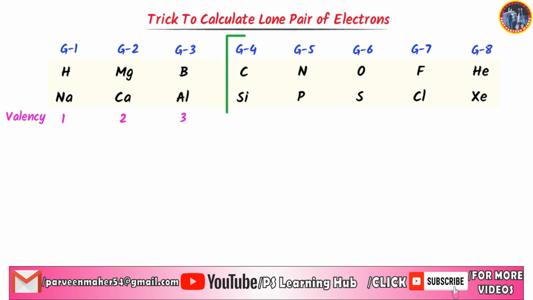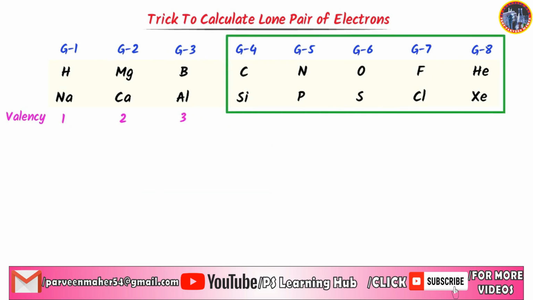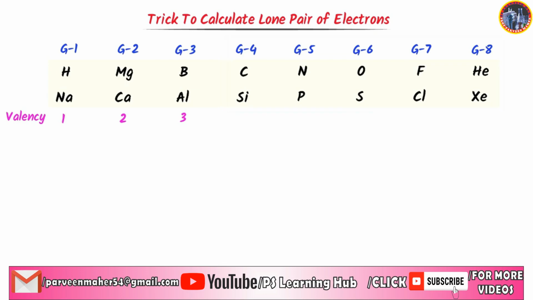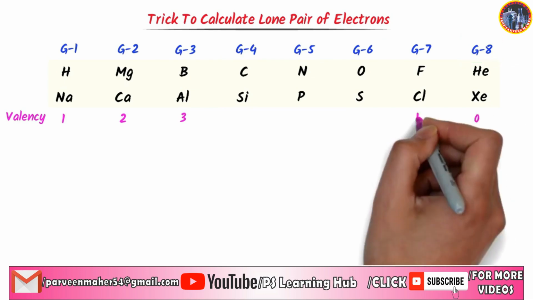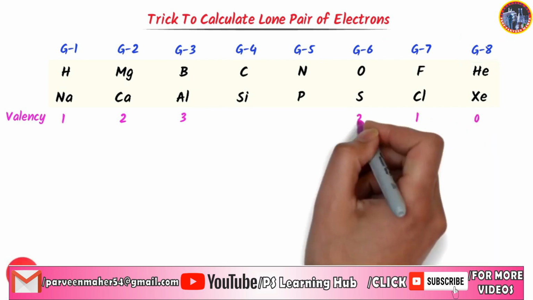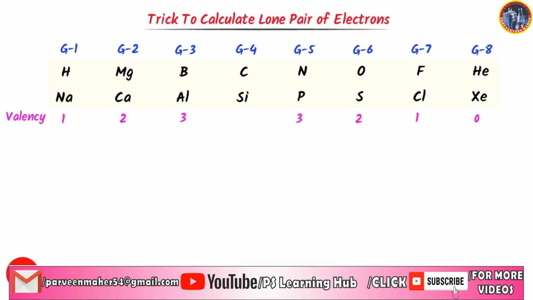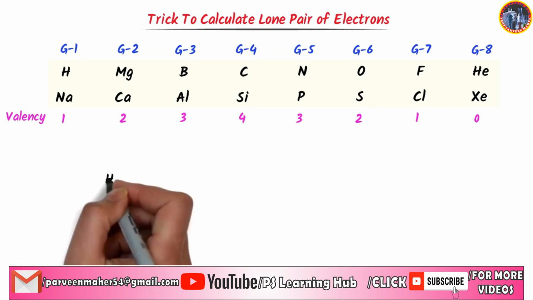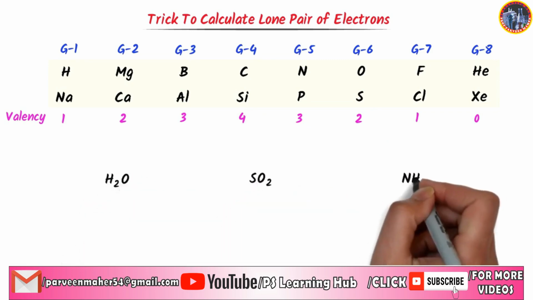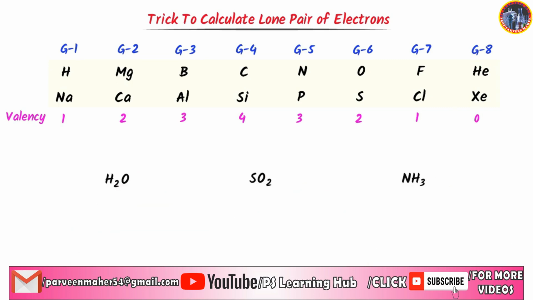On the other hand, group 4, group 5, group 6, group 7, group 8 elements are non-metals. I subtract their group number from 8. For example, 8 minus 8 equals 0, 8 minus 7 equals 1, 8 minus 6 equals 2, 8 minus 5 equals 3, 8 minus 4 equals 4. So these are the valency of non-metals. Thus remember group number and valency of these elements. Now consider these molecules and find the lone pair on central atom.